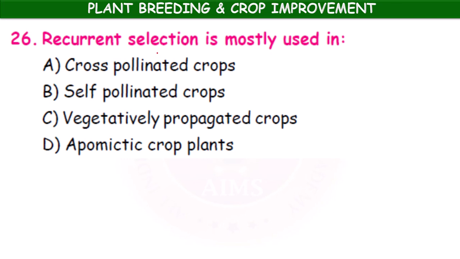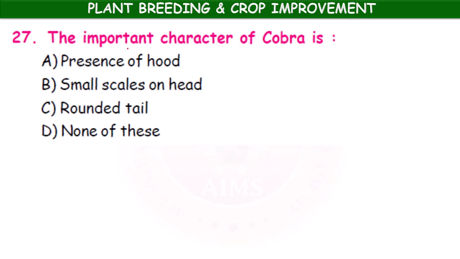Recurrent selection is mostly used in cross-pollinated crops, self-pollinated crops, vegetatively propagated crops, or apomictic crop plants. In cross-pollinated crops, recurrent selection is mostly used. The important character of a cobra is the presence of a hood, small scales on the head, or a rounded tail. The presence of a hood.